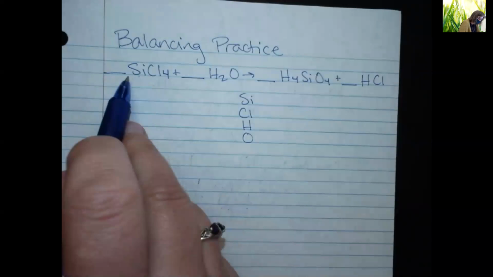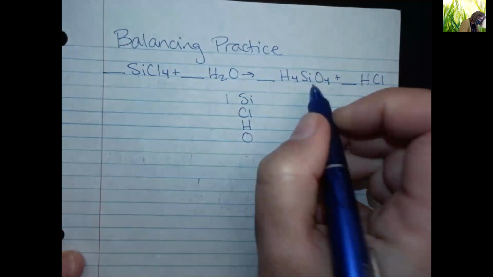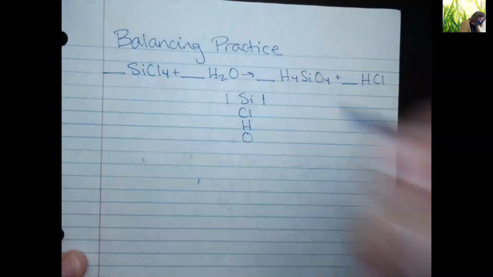How many silicons are on the left of the arrow? There's no number after that, so it's assumed to be 1. How many silicons are on the right of the arrow? Again, there's no number after the Si, so that's assumed to be a 1.